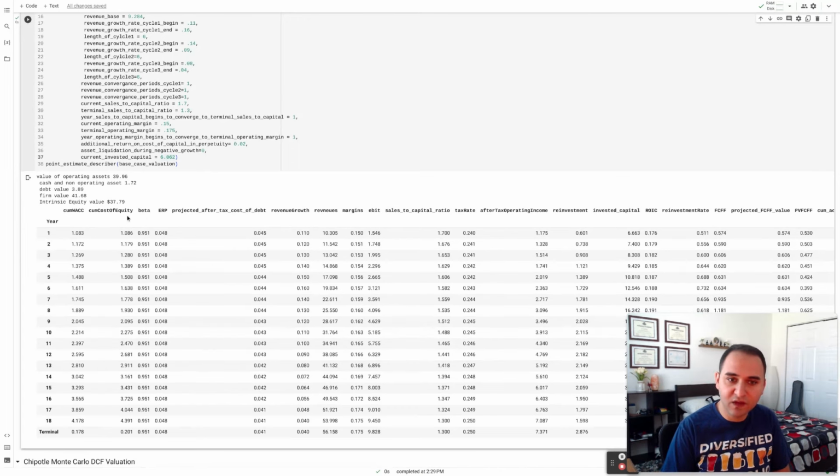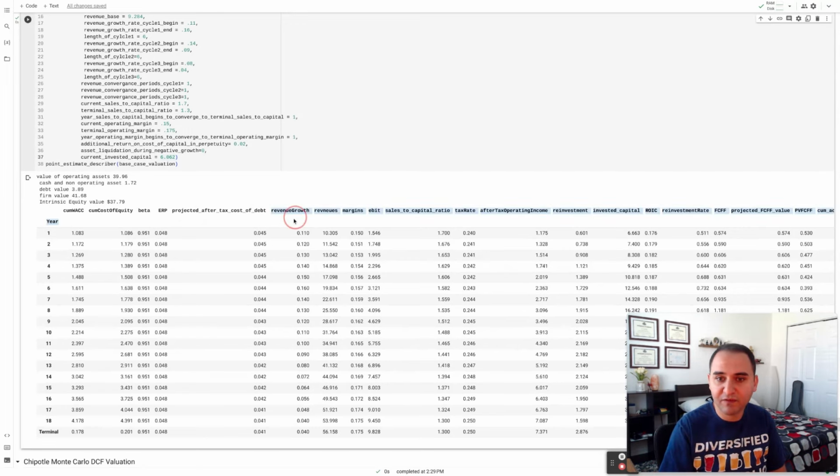The cost of equity, again, is calculated based on the equity risk premium times beta plus risk-free rate. That's your cost of equity, and this is the weighted average cost of capital. This is the equity risk premium that we supplied to the model. The projected after-tax cost of debt, which is pre-tax times 1 minus the tax rate.